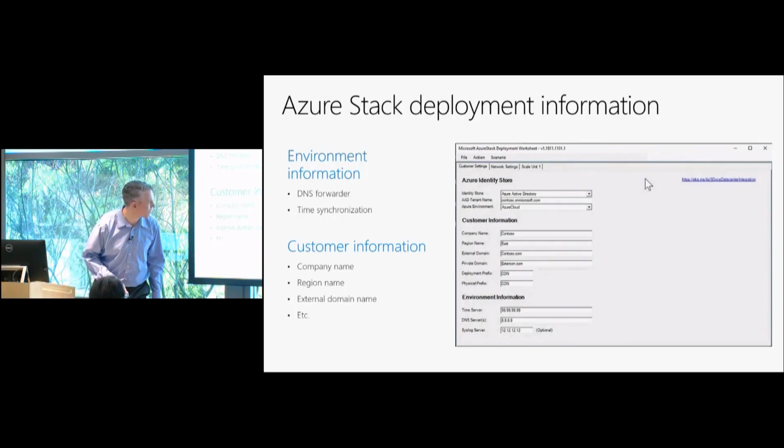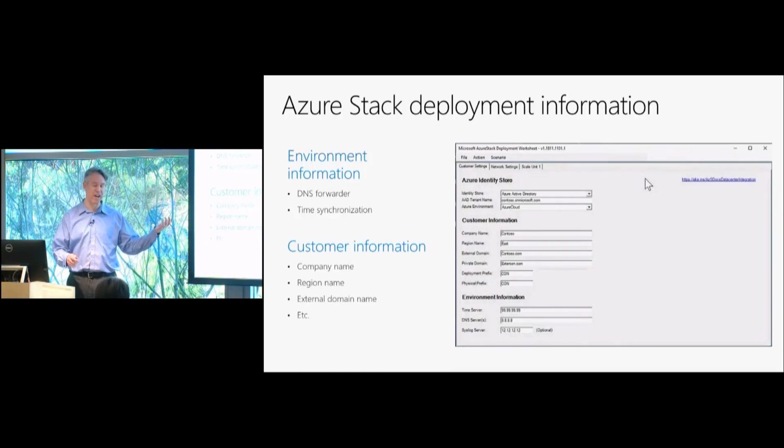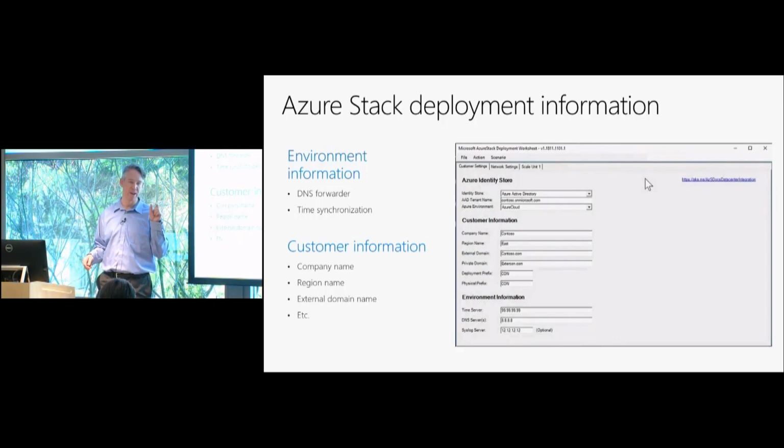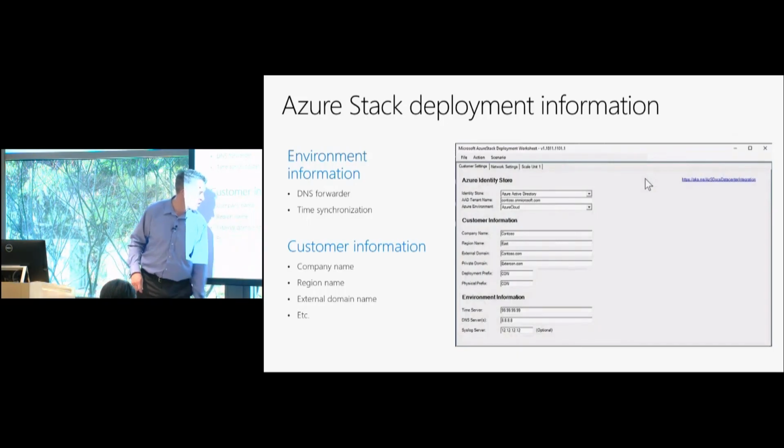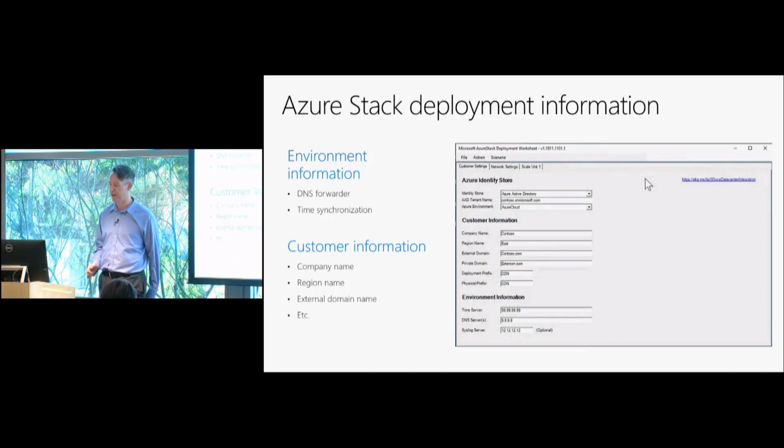That's the same screenshot, right? Yeah. So you enter your customer name and your region name, and the prefix. The prefix here is used for the names of the virtual machines that are running as the fabric of Azure Stack. So if you pick CON here, all of the VMs are going to start with the three letters CON.